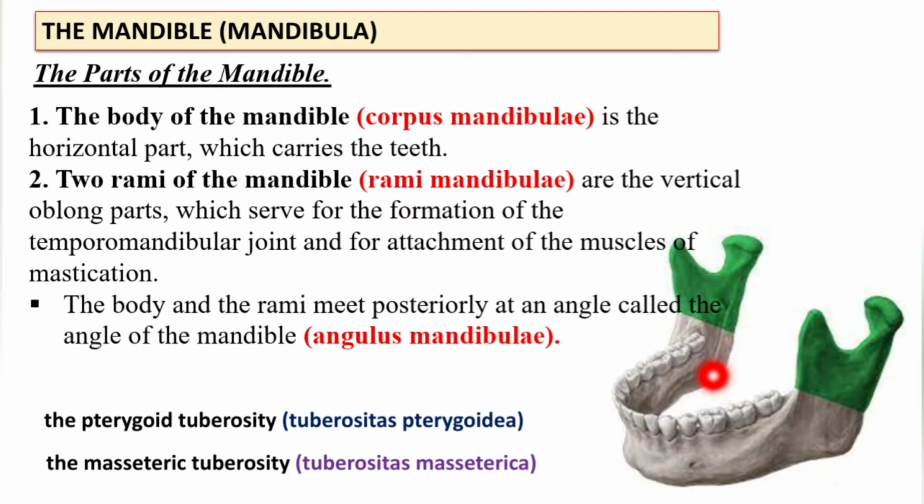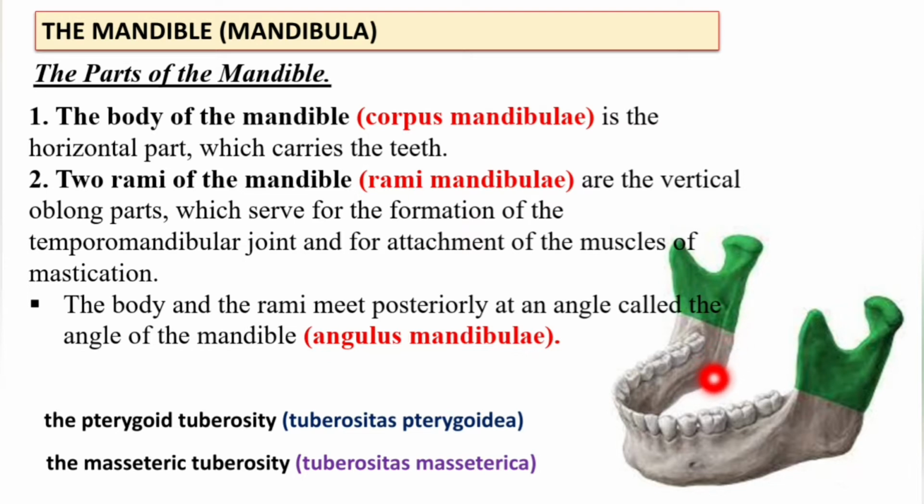There are important things which you need to remember about this lower part. On the outside, there is a place for attachment of the masseter. Masseter is a very important muscle of mastication. It's called masseteric tuberosity. The masseteric tuberosity is here. Tuberositas masseterica.